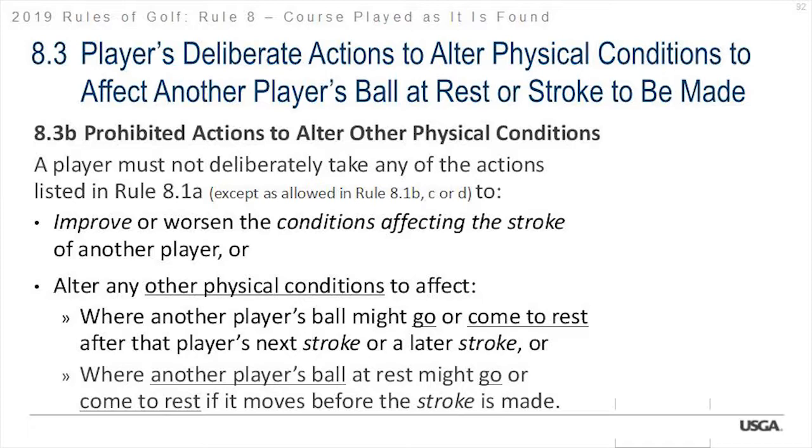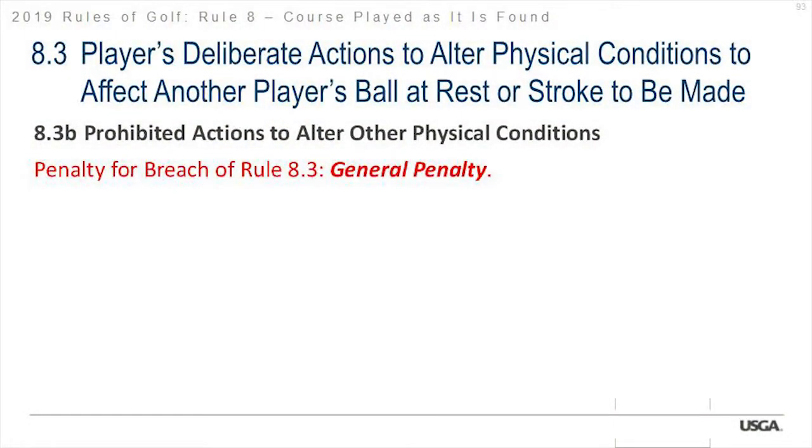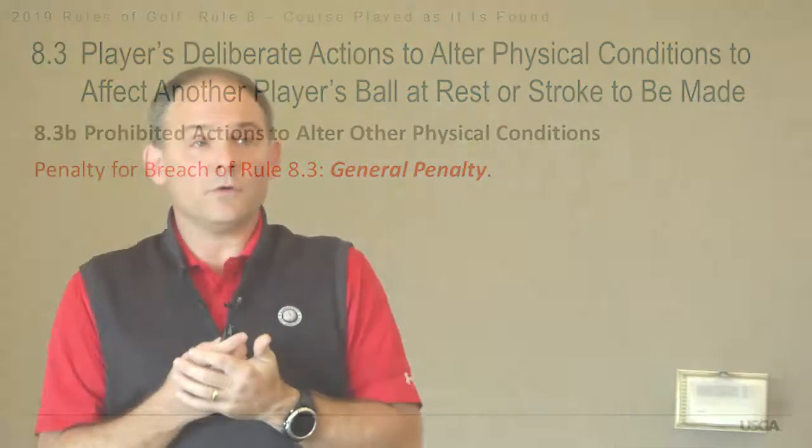And what does it say? It says another player. So that includes what? A partner? Or somebody in your group, another player in your group, which was formerly known as a fellow competitor, which no longer is. Somebody in another group, you can't do that either. It's just another player. Okay. Penalty for breach of this rule is the general penalty, so loss of hole in match play, 2 strokes in stroke play. All right. That's a pretty big rule there.